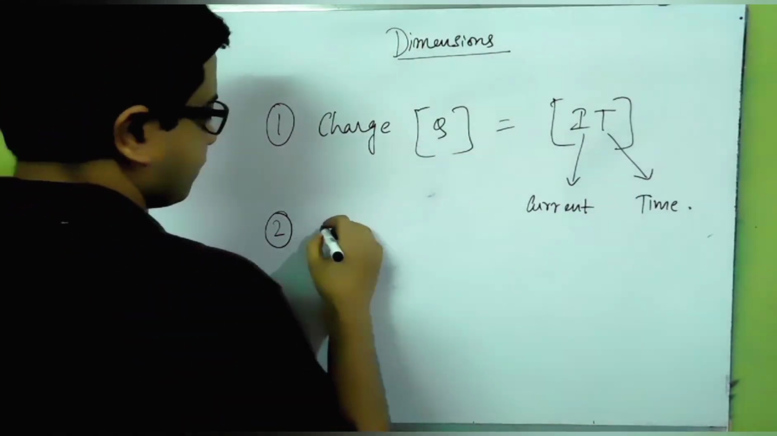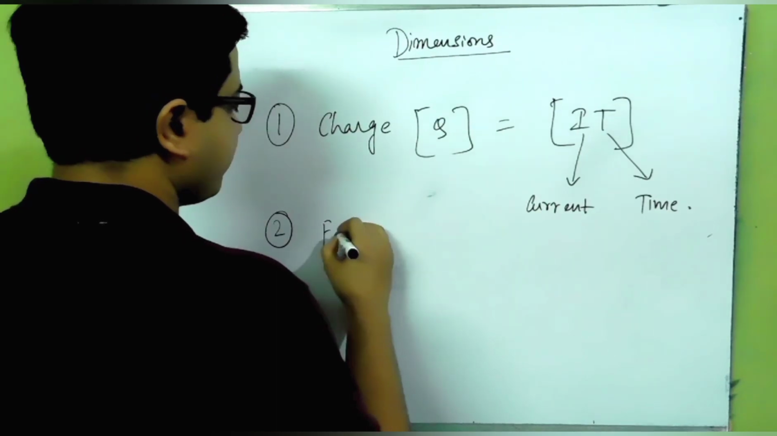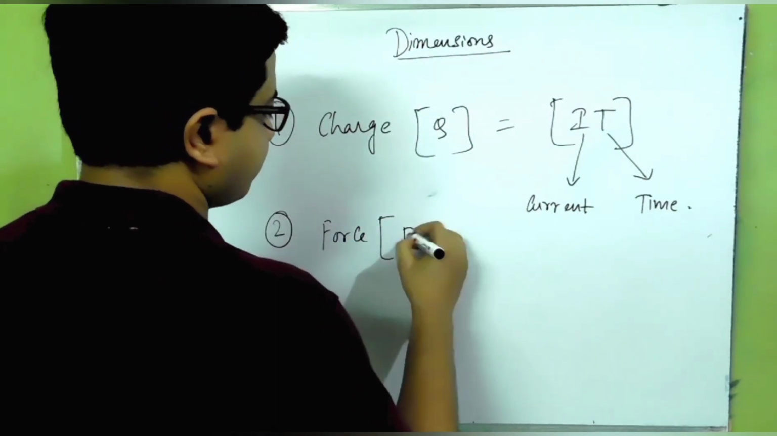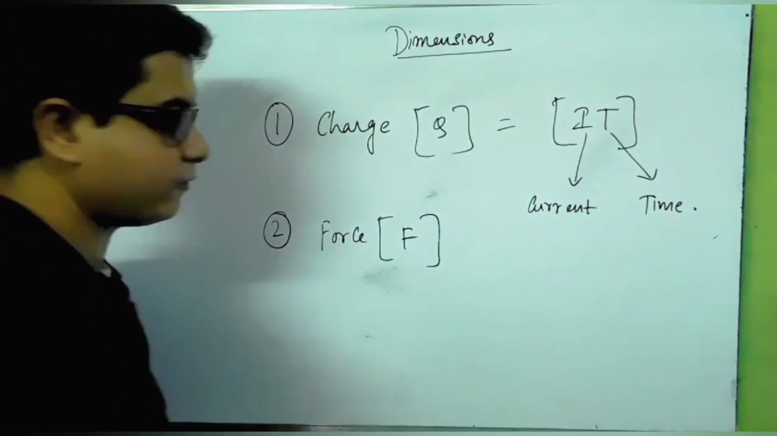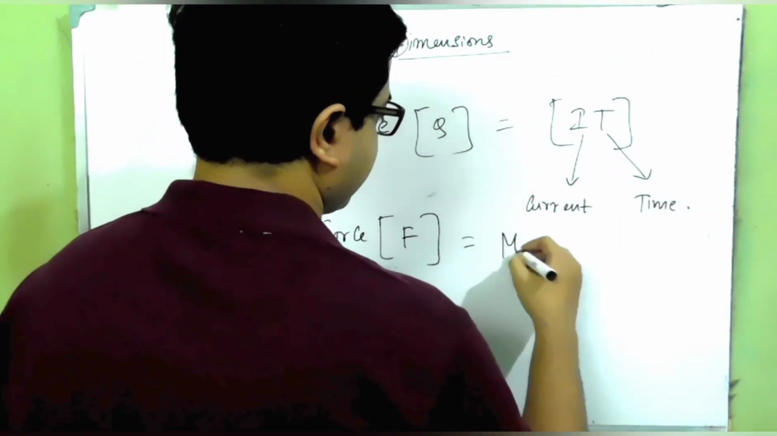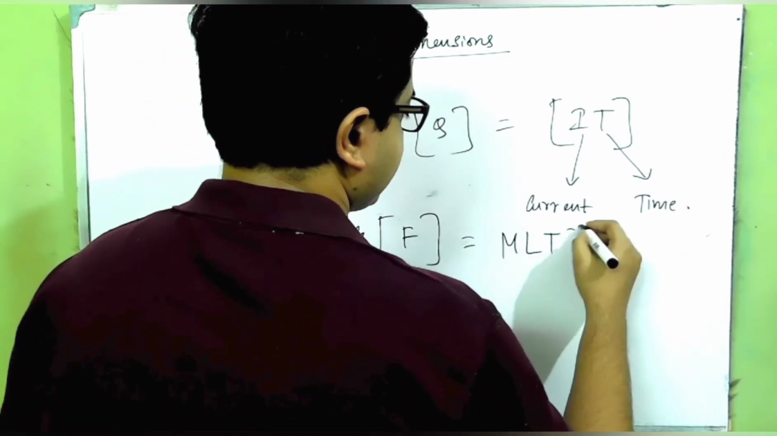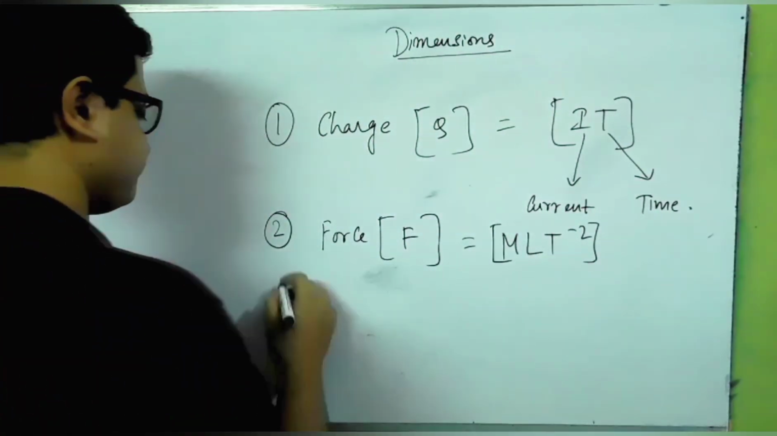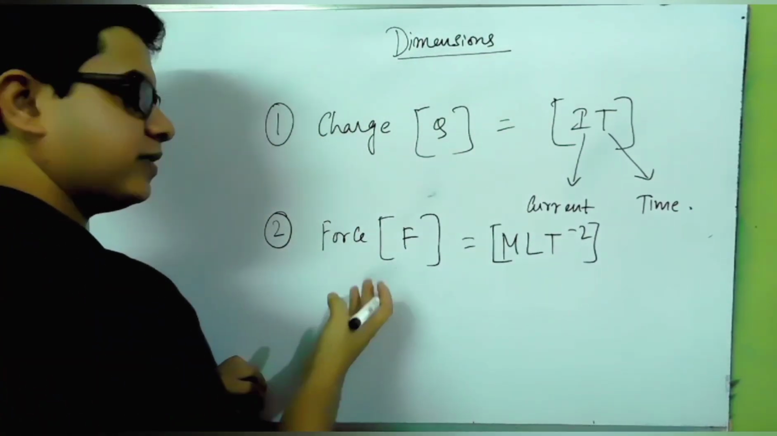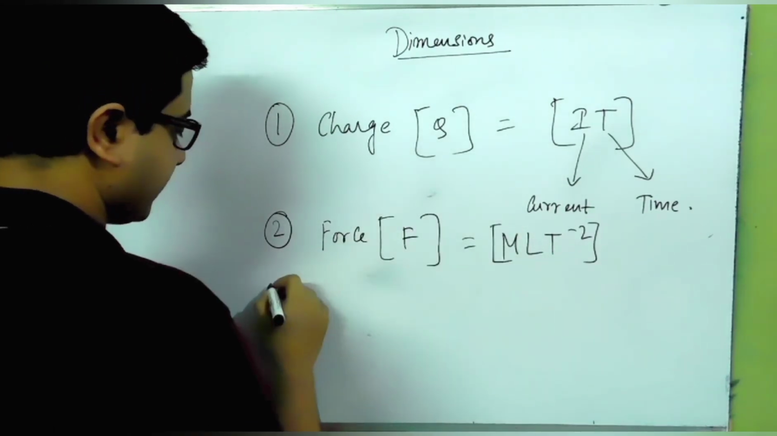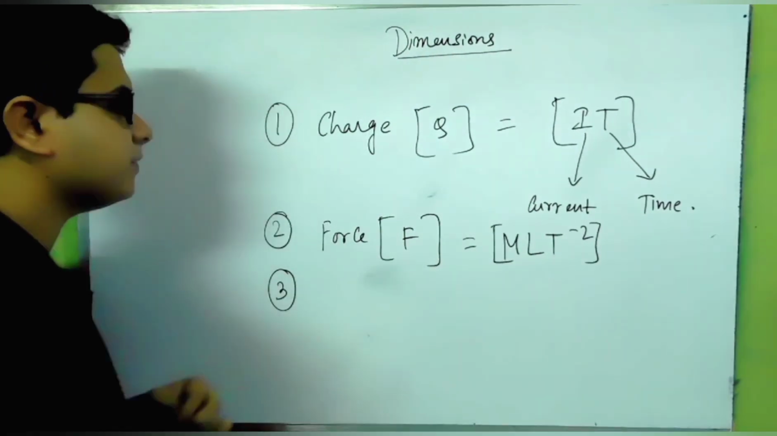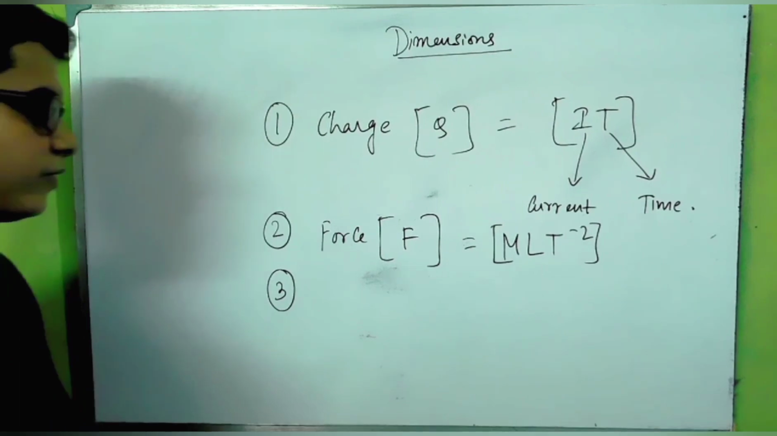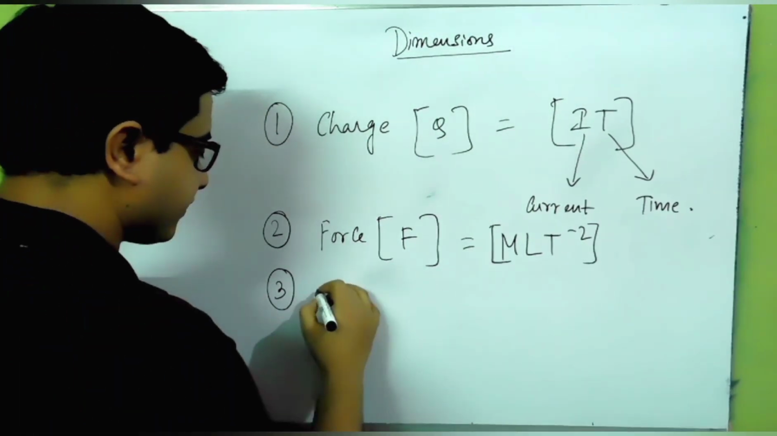Now let us see the dimension of force. We know that electrostatic force is a kind of force, and the dimension of force is given as MLT to the power minus 2. It is the dimension of force, and electrostatic force is also the same, and therefore the dimension is also the same. The third one, which we are going to derive, is electric permittivity.